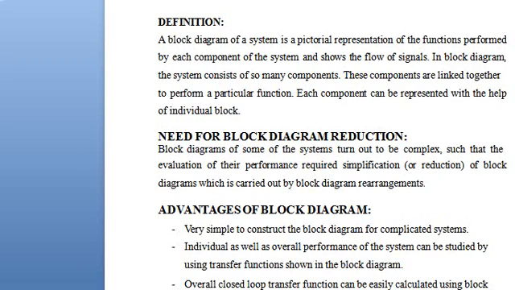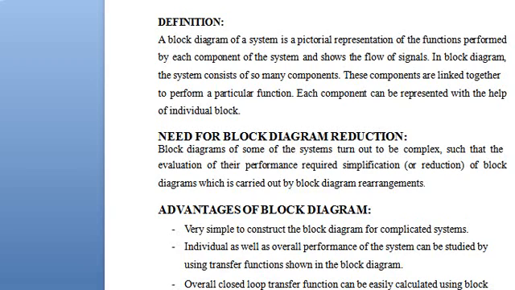Good afternoon, everybody. Today we are going to discuss the block diagram of a control system. Basically, a block diagram is a pictorial representation of the functions performed by each component of the system, and it also shows the flow of the signals from one end to the other.